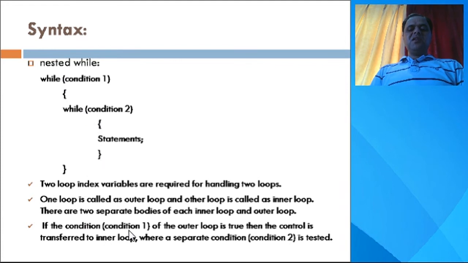So if condition 1 of the outer loop is true, then the control is transferred to the inner loop. When condition 1 is true, the control is transferred to condition 2, where we test condition 2.